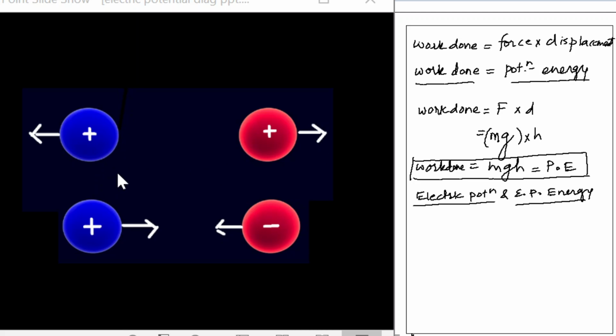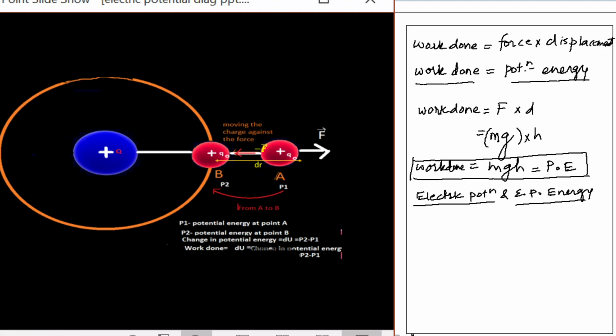Okay, so now any charge, either positive or negative, has an electric field around it, and if another charge is kept near it, there is repulsion or attraction, depending upon the nature of the charge. So to understand it in a better manner, we'll see the next diagram.